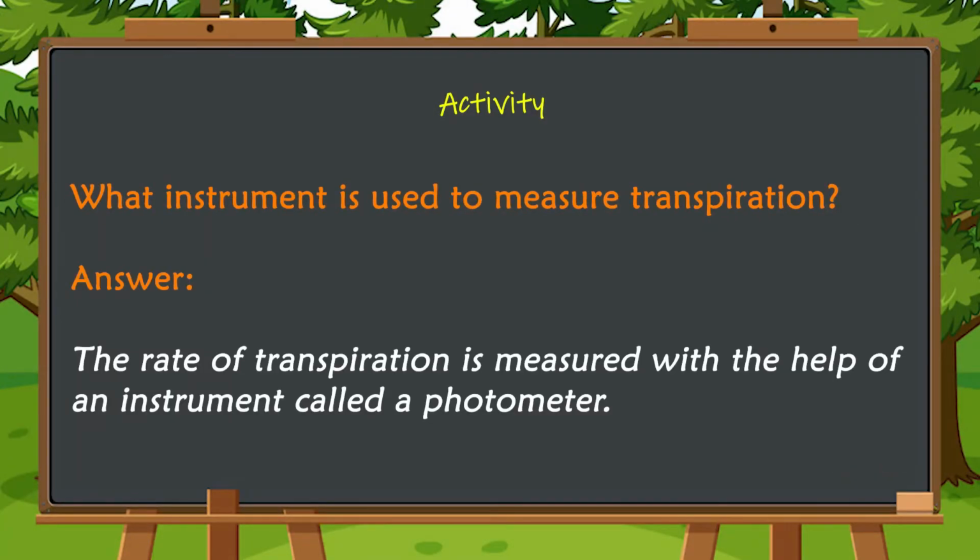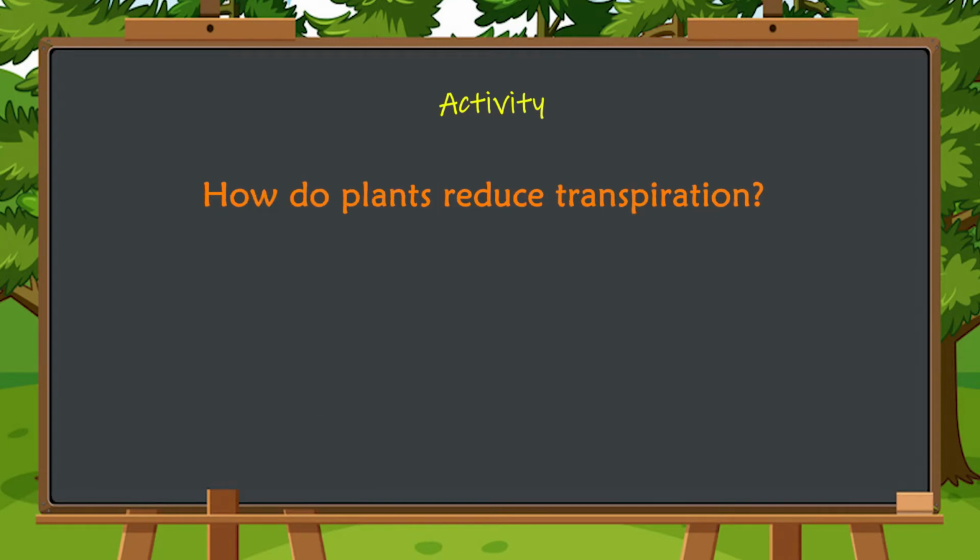The rate of transpiration is measured with the help of an instrument called a potometer. Question number 2. How do plants reduce transpiration?